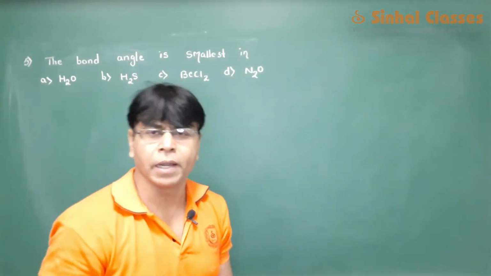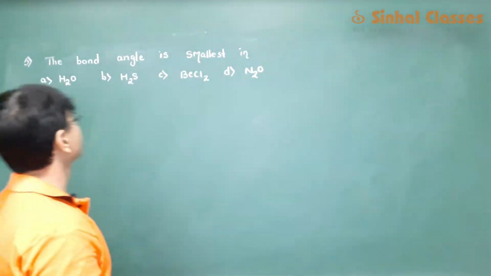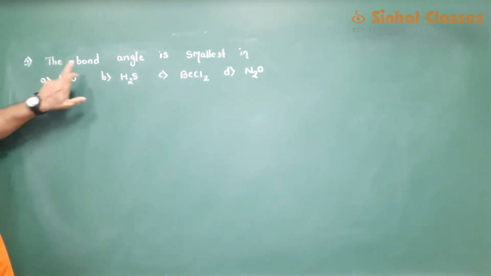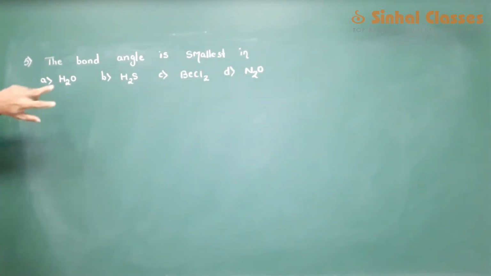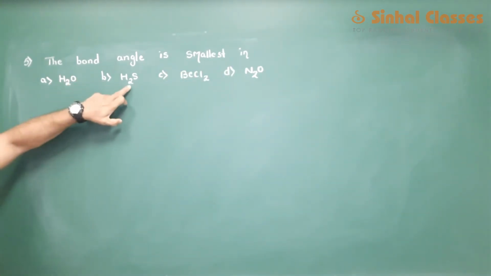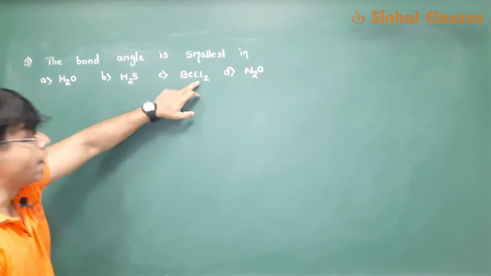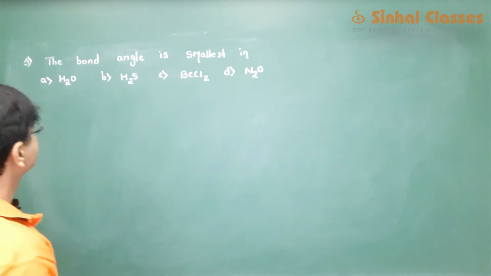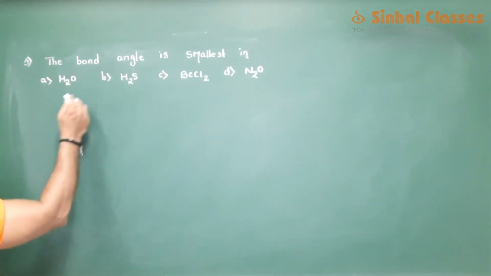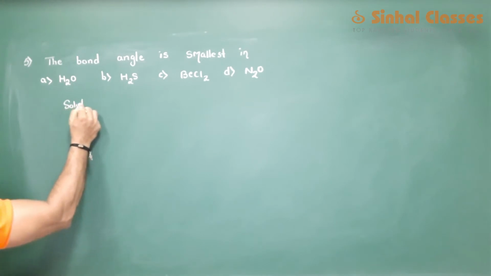Okay student, let's see a very interesting question, and that is: the bond angle is smallest in H2O, H2S, beryllium chloride or nitrous oxide. Which is the smallest angle among these? So let us see the solution part of it.